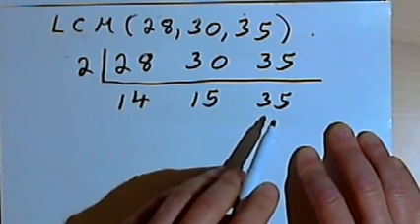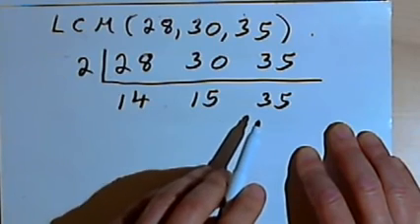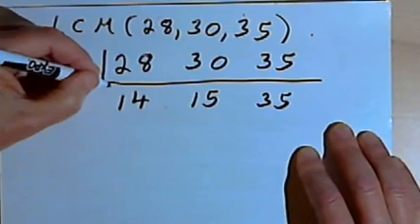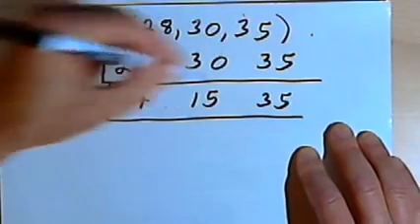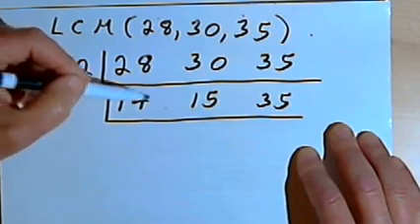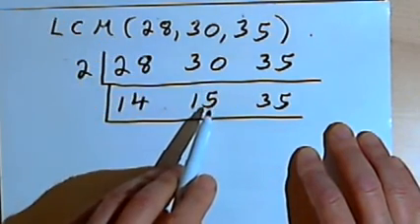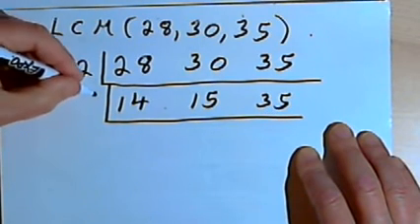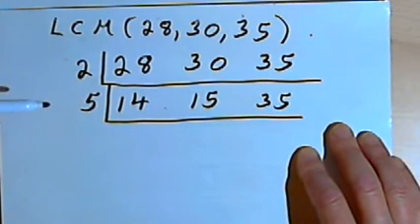As long as I've got composite numbers, or duplicated numbers, I'll get to that later, I have to repeat the process. So I'm going to draw another box, and I'll see what I can divide by. Well, let's say I've got 14, 15, and 35. I know I could divide 15 and 35 by 5. So I'll put a 5 to the left of the box, and I'll divide.